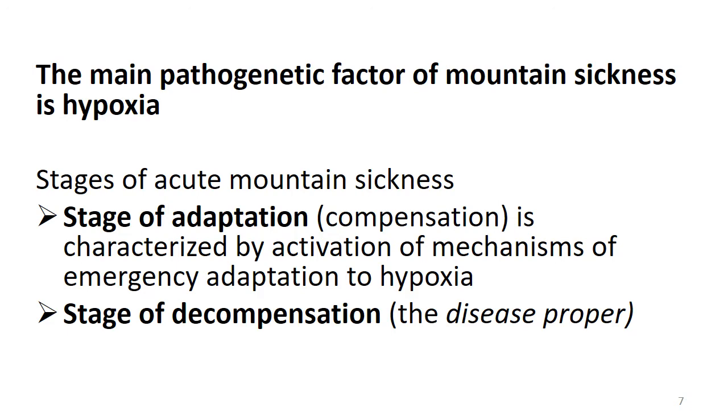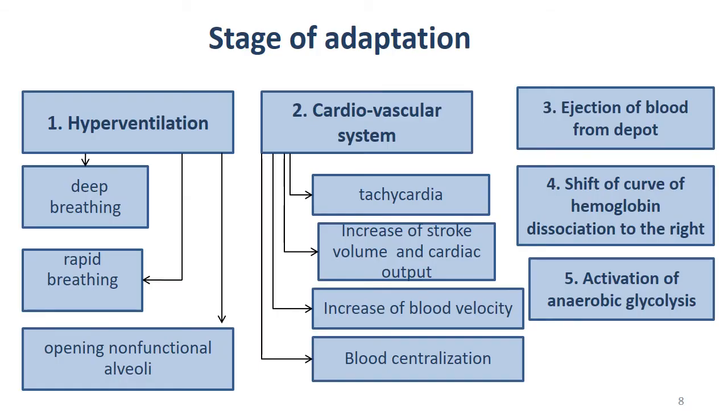Stages of acute mountain sickness. First, stage of adaptation or compensation, which is characterized by activation of mechanisms of emergency adaptation to hypoxia. And second is stage of decompensation, the disease proper. The stage of adaptation is characterized by activation of several reflex adaptive reactions in response to hypoxemia. There occur alterations in the functions of respiratory, cardiovascular, and other systems. All changes are presented on the screen.